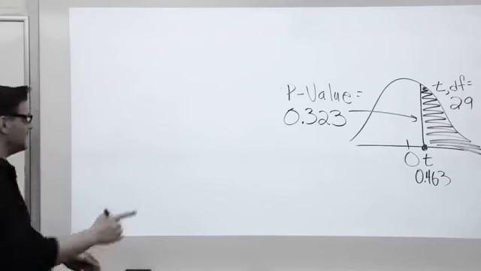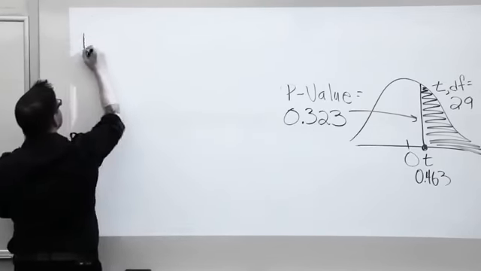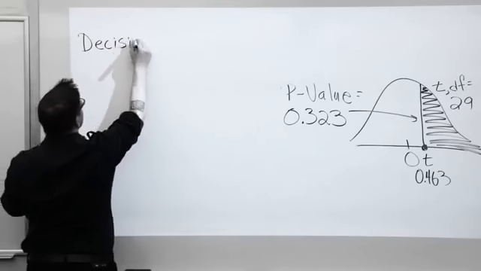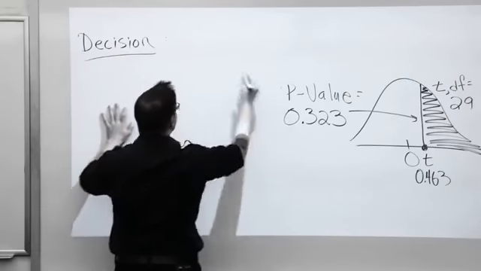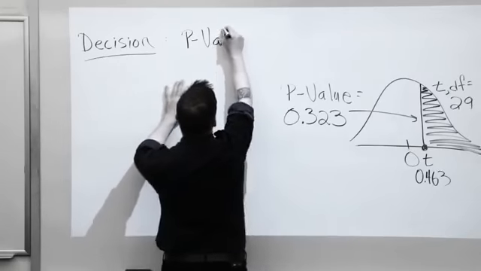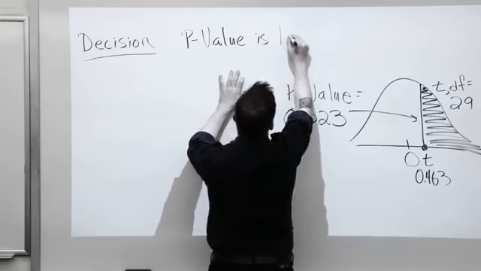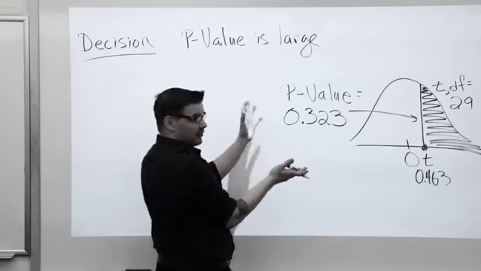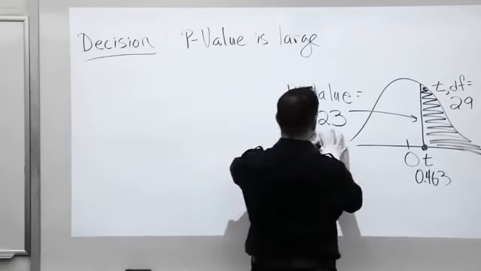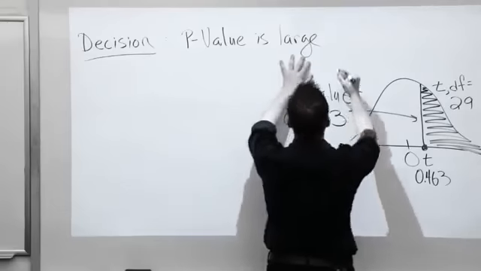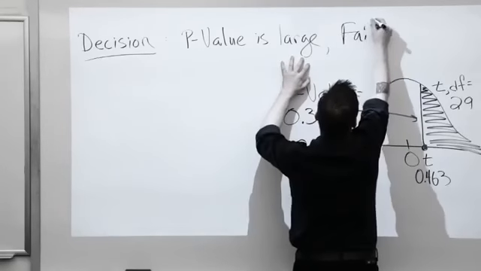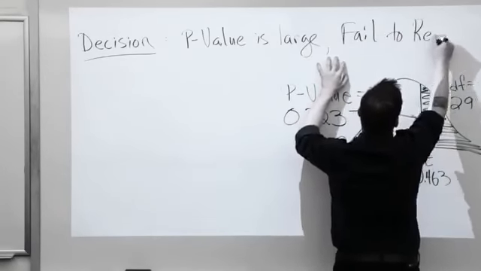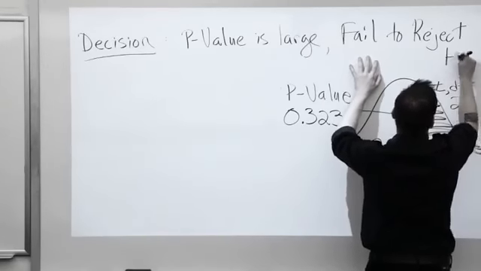Nope. All right. Decision. P-value's large, fail to reject the null. Run it at alpha 0.05, 0.10, you're always fail to reject, right? This is bigger than 10%, so p-value's large. Fail to reject H0.